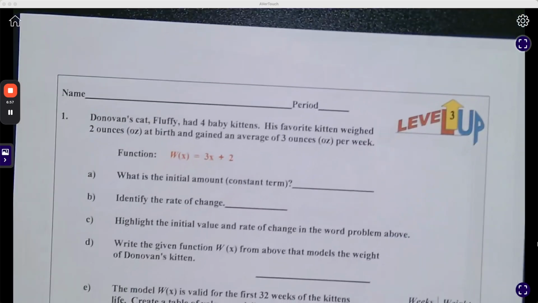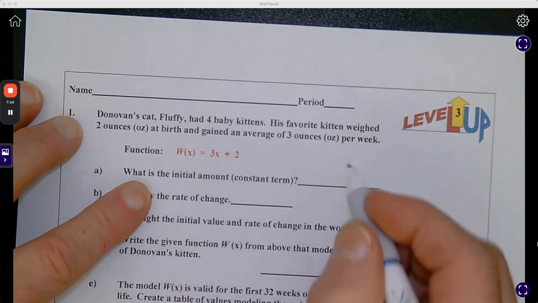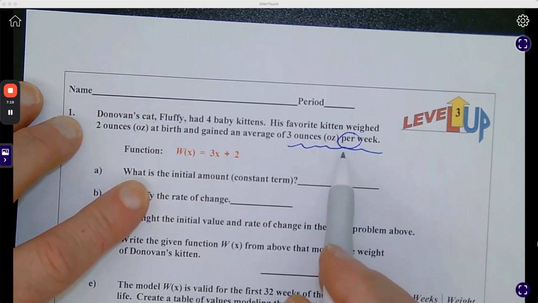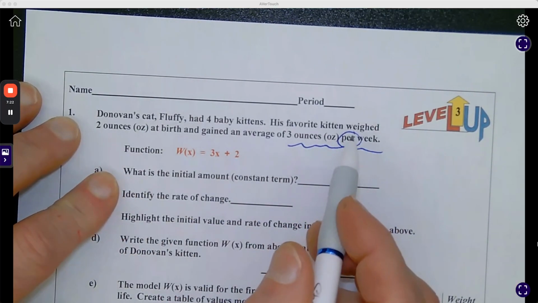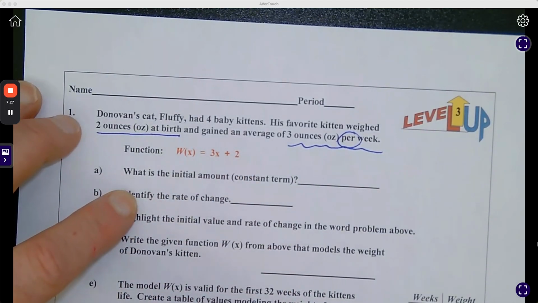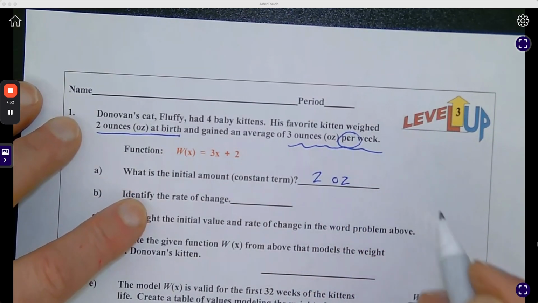All right, let's keep going. Looks like we have a function now. Donovan's cat, Fluffy, had a baby kitten. His favorite kitten weighed 2 ounces at birth and gained an average weight of 3 ounces per week. All right, there's the function for that. Notice this is your rate of change, and I know it because of that word right there. And also, we had an initial weight, right? 2 ounces at birth. That's the initial weight. That's times 0. So what is the initial amount? 2. 2 what? 2 ounces.